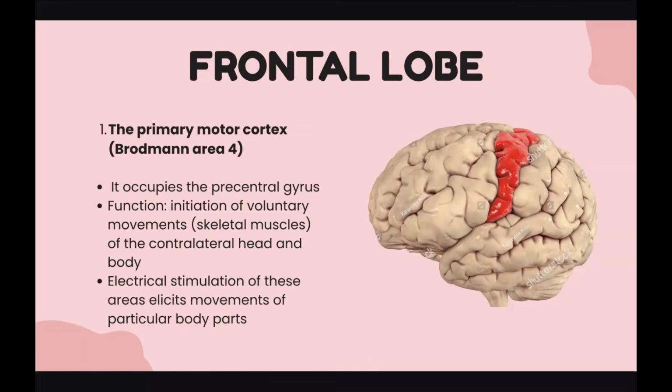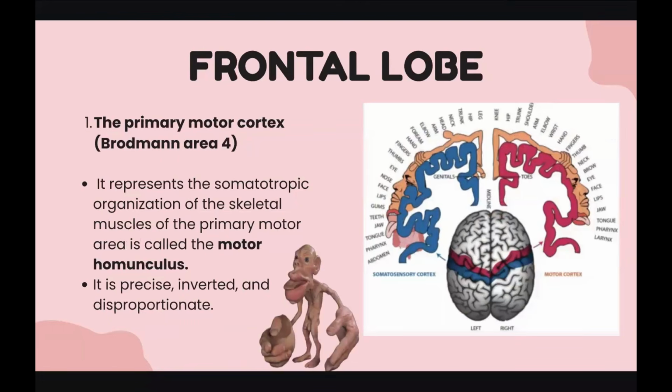All right? So the electrical stimulation of these areas elicits movements of particular body parts. If I want to move my hand in a certain way, this area of my brain will be the one sending signals to the deep structures of my brain, and then to my spinal cord, and then to my muscles in order to move it.